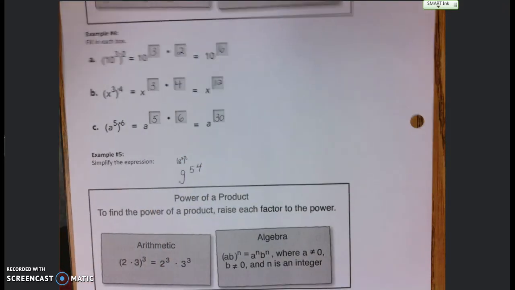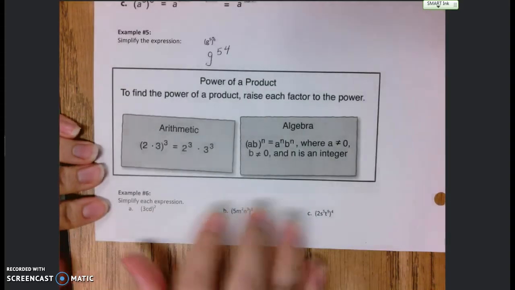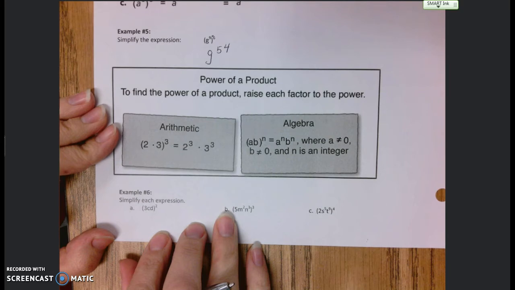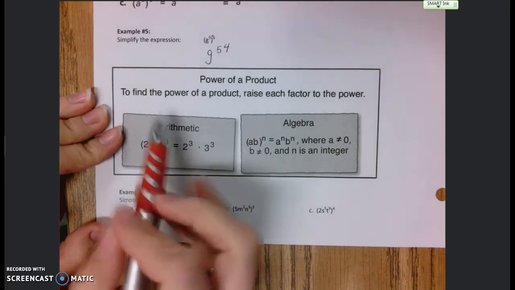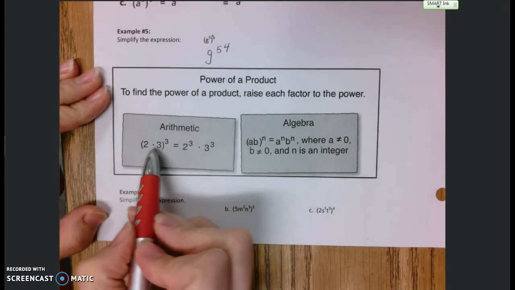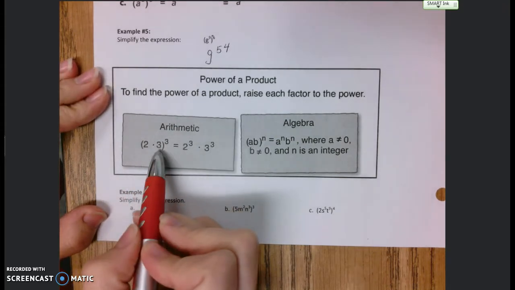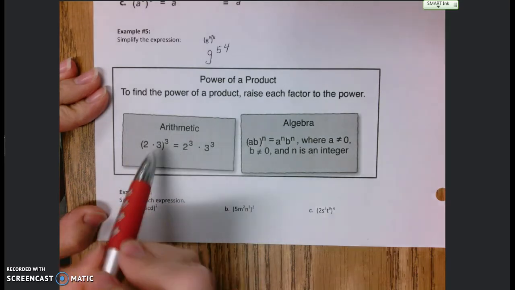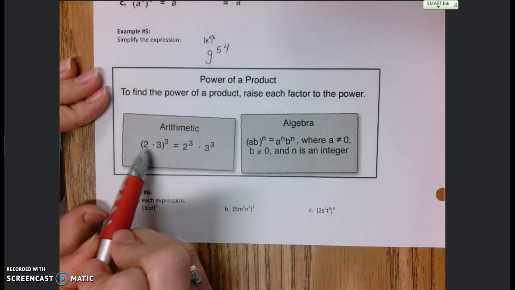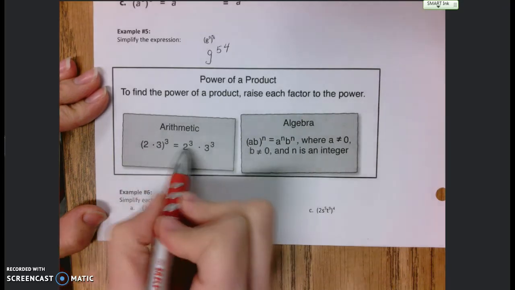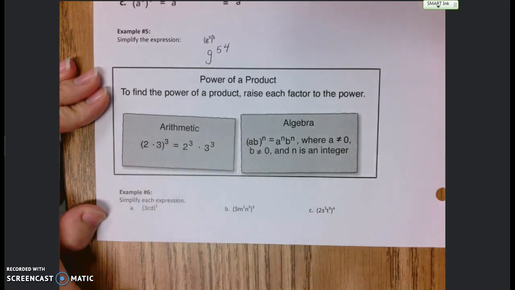The last rule that we have is the power of a product. And it says to find the power of a product, raise each factor to the power. So what this is saying, because I know that sentence is kind of sparse, is that if you have 2 times 3 in parentheses, and then an exponent of 3 on the outside, that means that I need to raise everything inside the parentheses to the power of 3. So that's why it's equivalent to 2 to the third times 3 to the third.